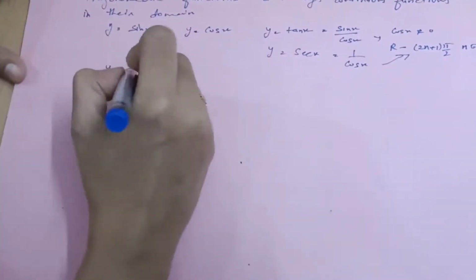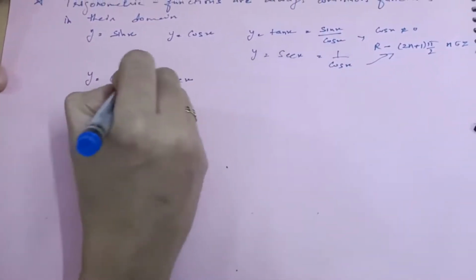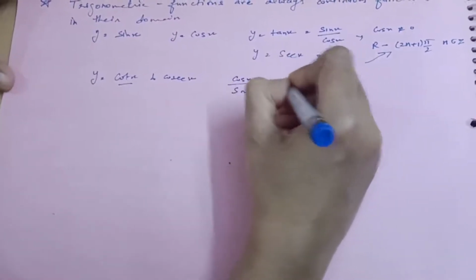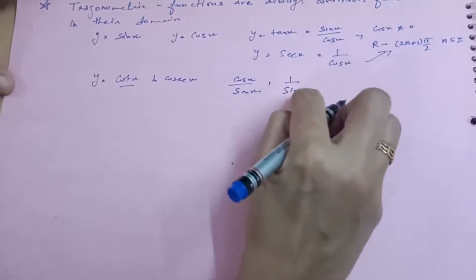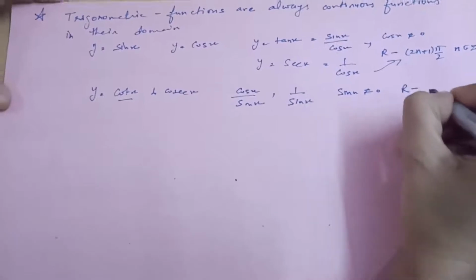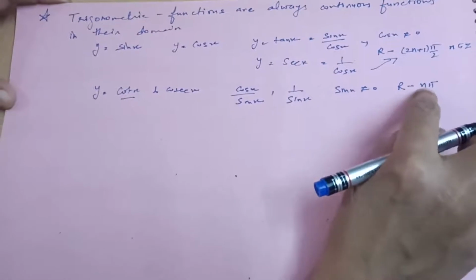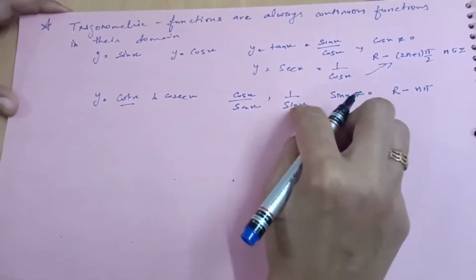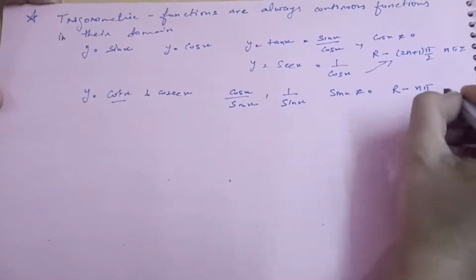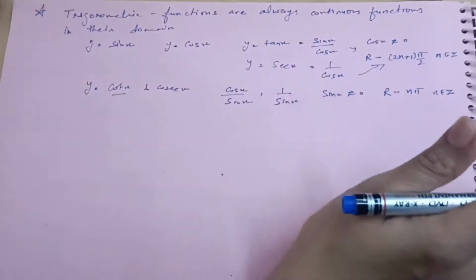Similarly you will say y equals cot x and cosec x. Also continuous functions. Cot x is cos x by sin x and cosec x is 1 by sin x. They are also continuous functions, but sin x should not be equal to 0. So the domain will be R minus n pi, because at integer multiples of pi, that is pi, 2 pi, 3 pi, minus pi, sin becomes 0. So from real numbers I subtract these numbers where sin x becomes 0, where n belongs to Z. Okay. So all trigonometric functions are always continuous functions.